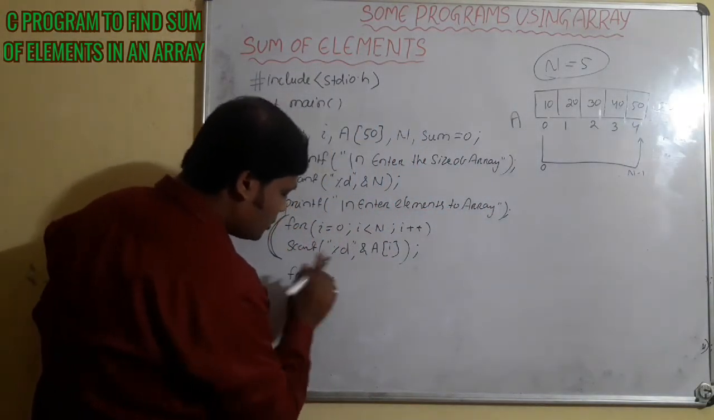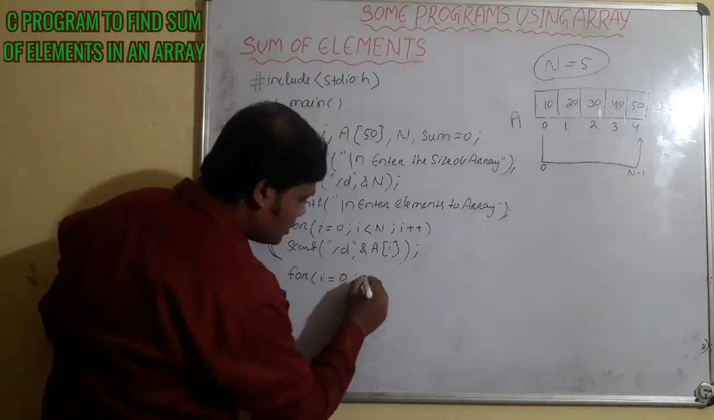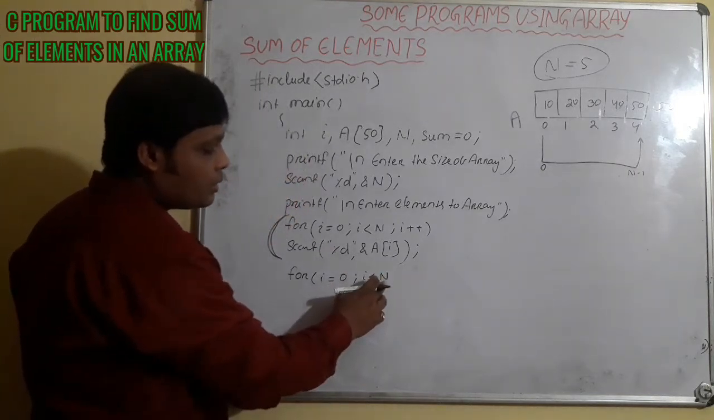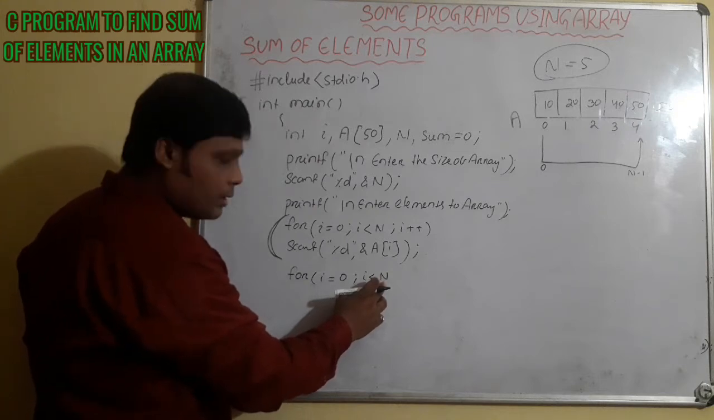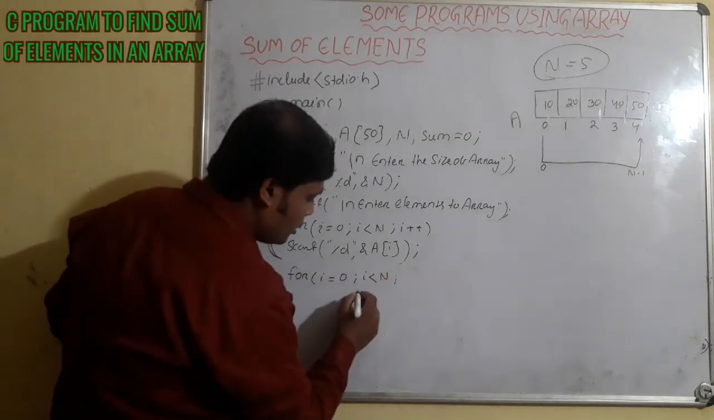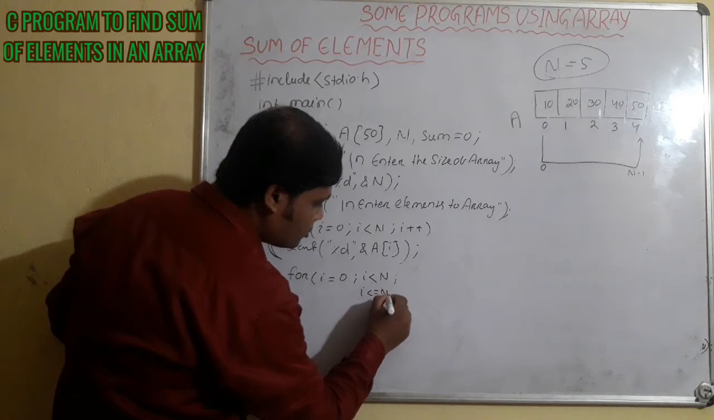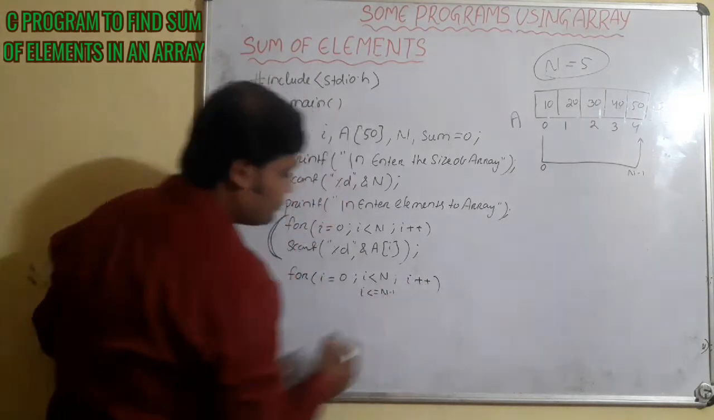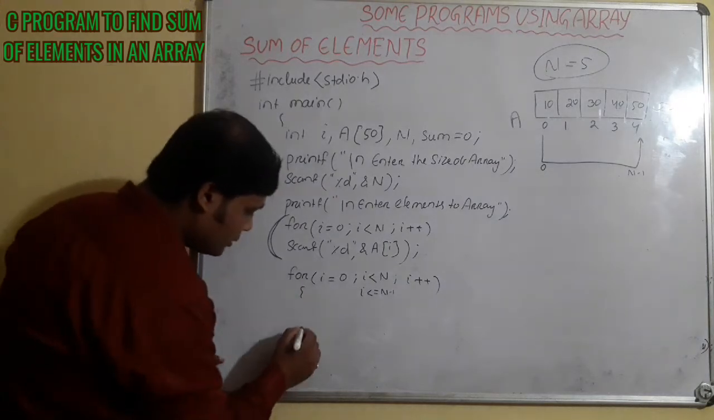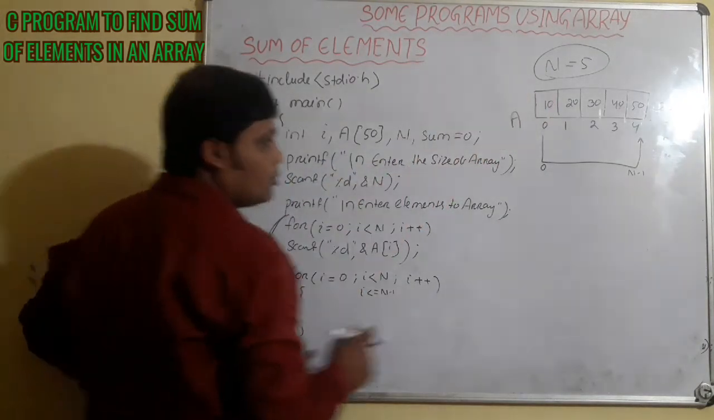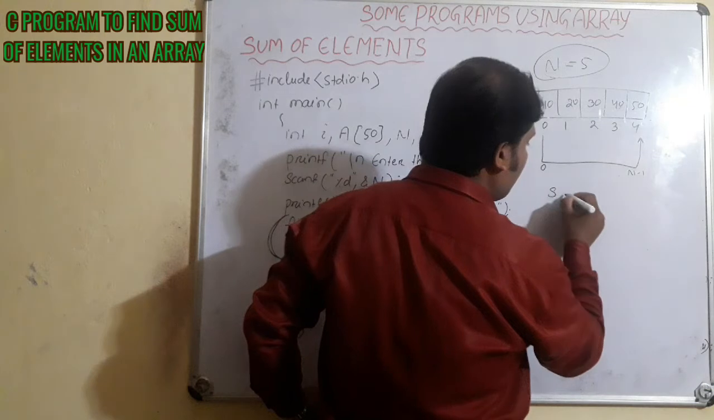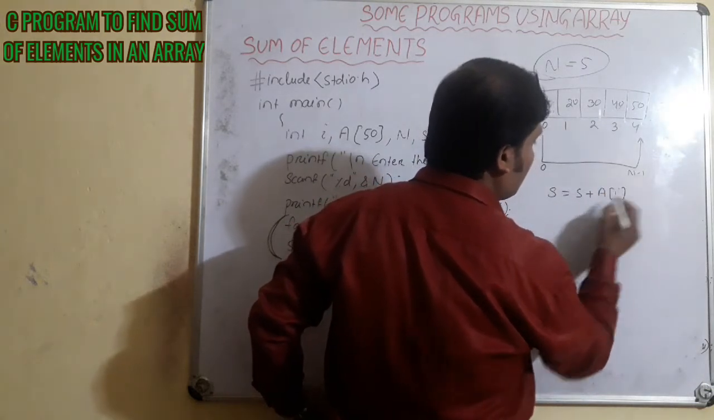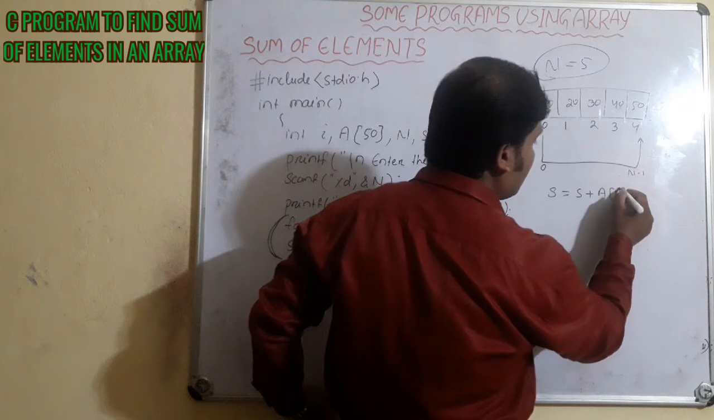Just take one loop. Suppose I am taking a for loop. for i equal to 0, i less than n. Less than n means what? It will go up to n minus 1. Clear? Otherwise you can take i less than or equal to n minus 1. I have already discussed. Clear? Then i plus plus. Then when I am traveling, what do I have to do? Find the sum. Sum of what? All elements. That means sum equal to sum plus a of i.